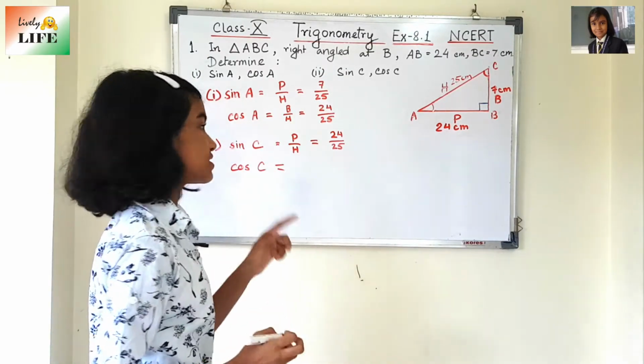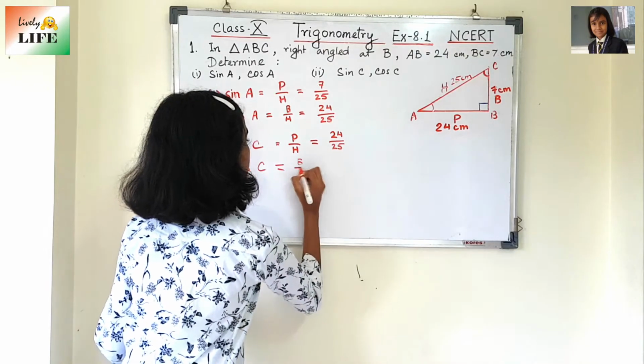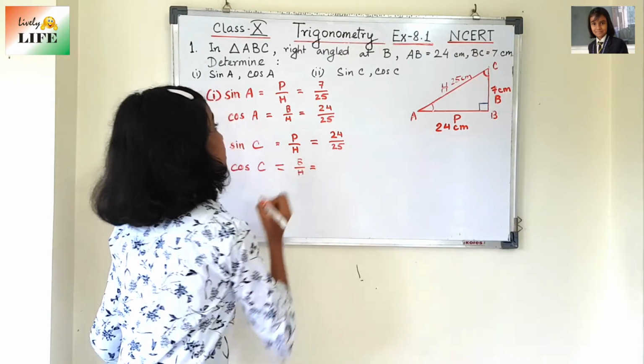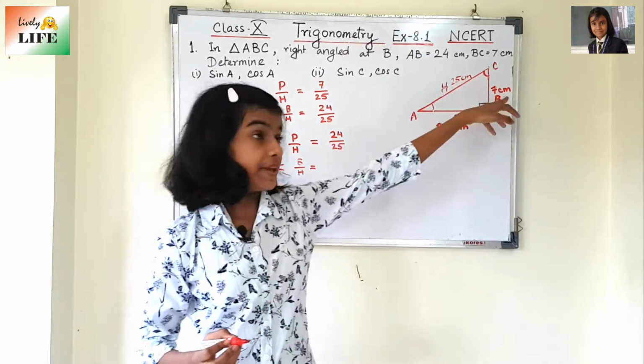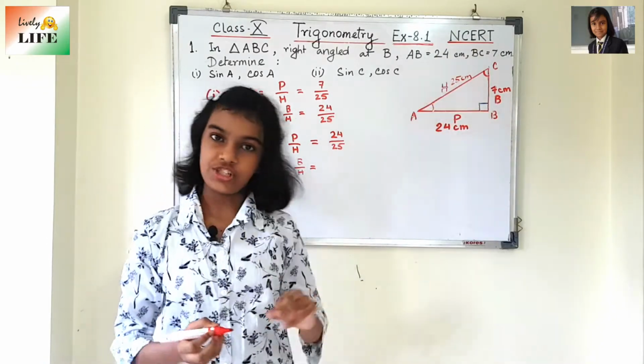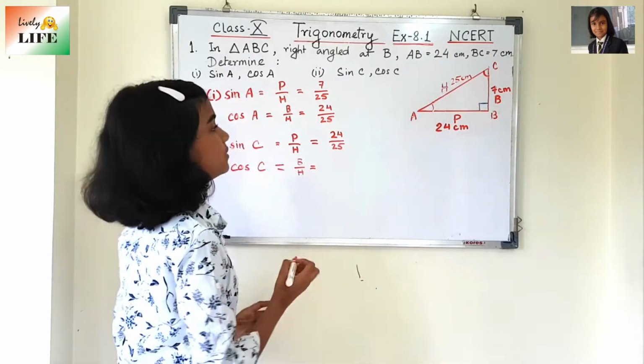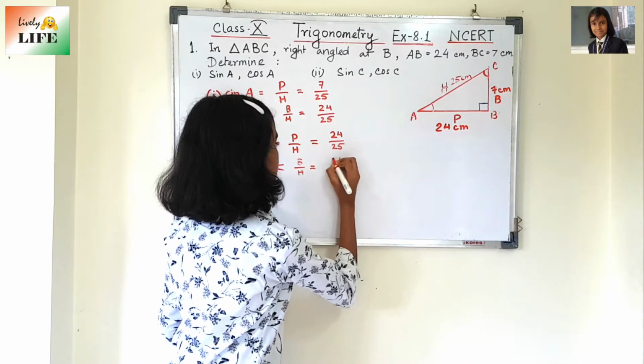Cos C is what? Cos C is B by H. So what is B? B is 7. And what is H? H is 25. So now cos C will be 7 by 25.